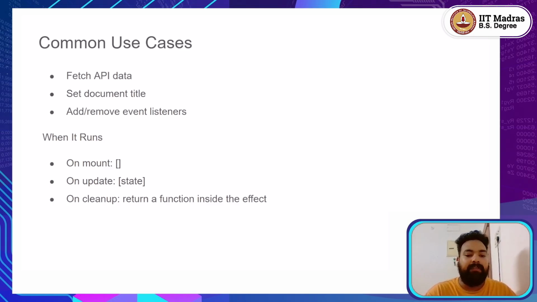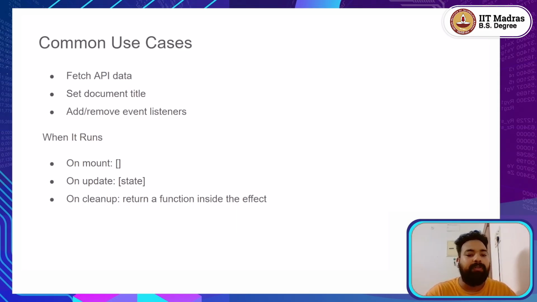Let's look at some real-world examples of how useEffect is used in everyday React applications. One of the most common use cases is fetching data from an API. For example, when your component first loads, you might want to send a request to an endpoint, get the data, and store it in the state. Another popular use case is updating the document title dynamically, for instance, showing the number of unread messages or the user's name in the browser tab. We also often use the useEffect hook for adding or removing event listeners, for example, listening for scroll events or resizing the window.